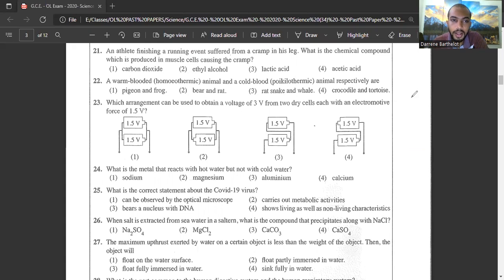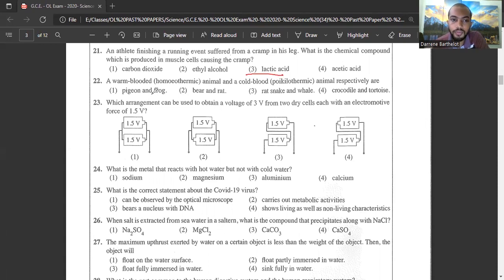Question number 21. An athlete finishing a running event suffered from a cramp in his leg. What is the chemical compound which is produced in muscle cells causing the cramp? When a cramp is occurring, it is due to anaerobic respiration of the muscles, right? When there is less oxygen, the muscle cannot produce ATP or energy using aerobic respiration. So the muscles convert aerobic respiration into anaerobic respiration. In anaerobic respiration, they will produce lactic acid and carbon dioxide. That lactic acid will cause the cramp in the leg. So question number 21 should be the third one, that is lactic acid.